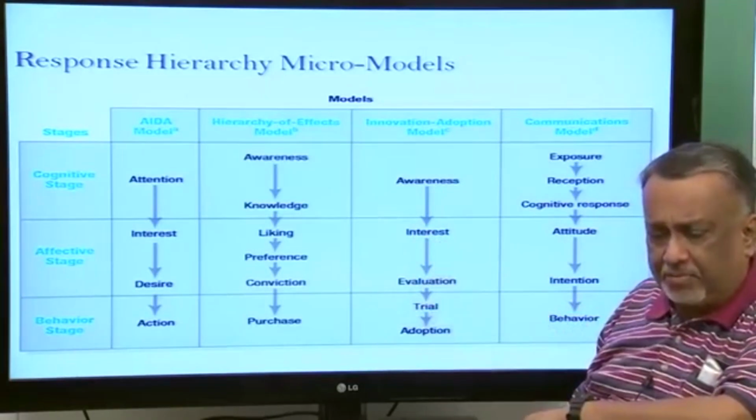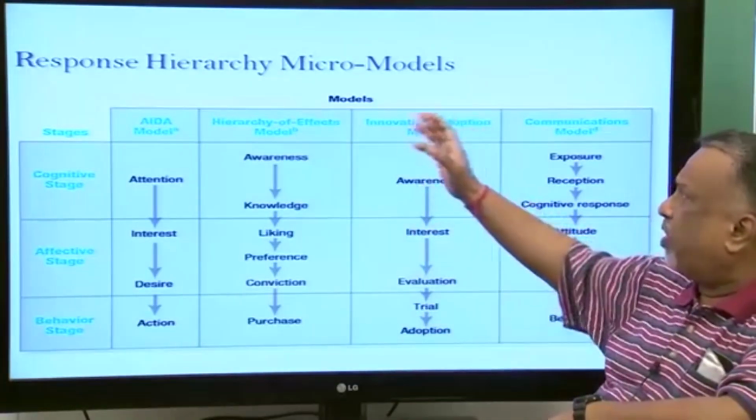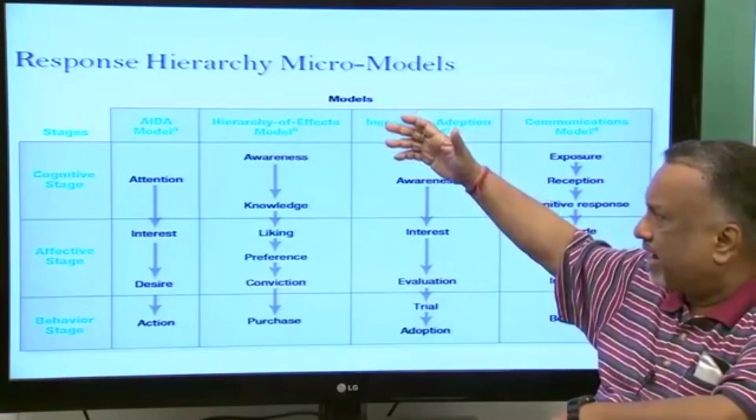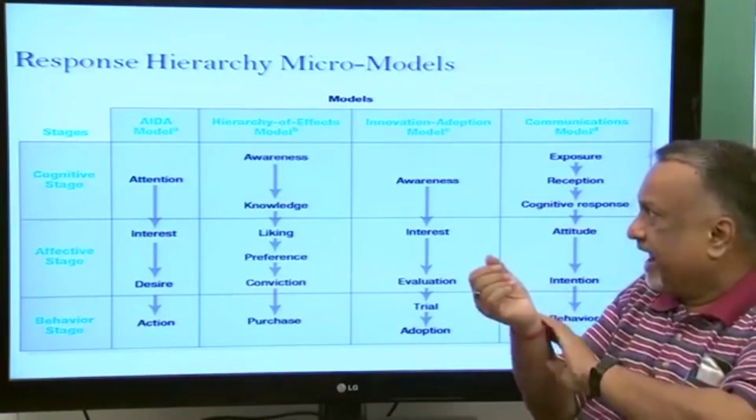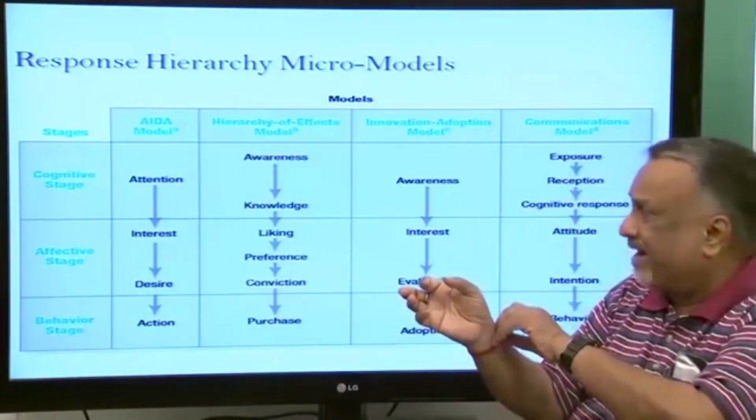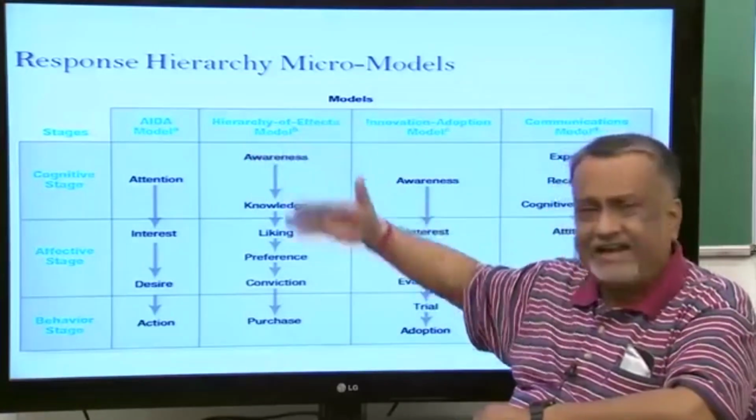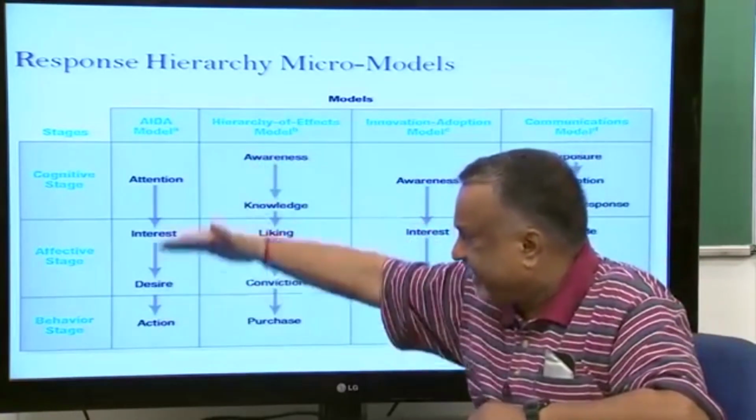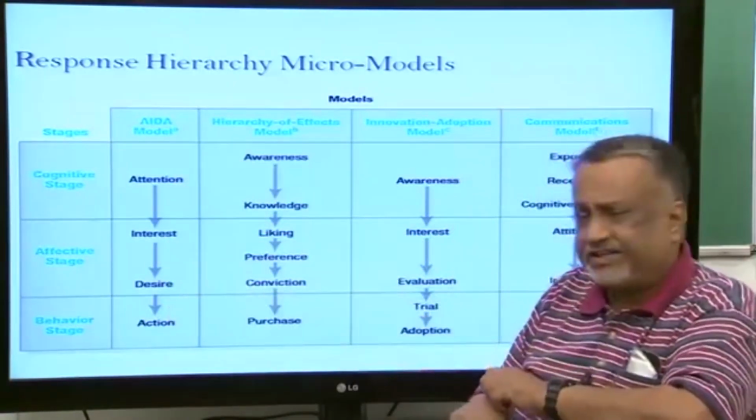These are some models for the response hierarchy. This is at the micro stage, we are trying to understand what happens in marketing communication. Now, the first one, the so-called famous AIDA model, says that any marketing communication goes through these three stages: cognitive stage, affective stage and behavior stage.